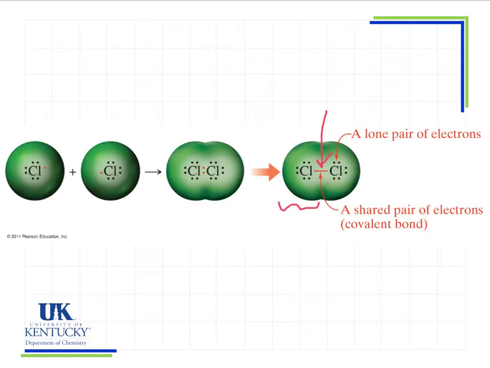These electrons that are not involved in the bond, so these that are on the outer parts of the atom, are lone pairs of electrons, or non-bonding pairs of electrons. So we have bonding or shared pairs and non-bonding or lone pairs. We also call these non-bonding because they aren't actually involved in the formation of the bond.